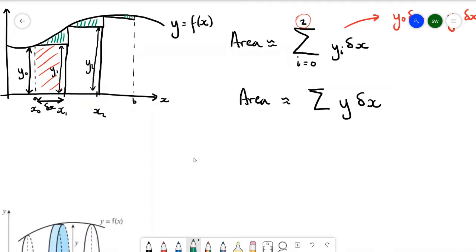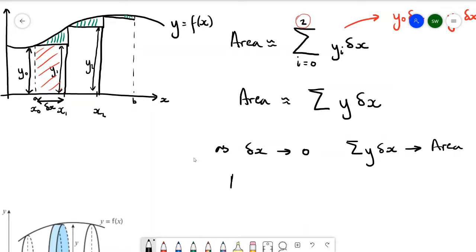The way that we can make this better, just like with the trapezium rule, is to make the width of each of the rectangles smaller. So what we want to do is make delta x get closer and closer to 0. So we could say as delta x tends towards 0, this sum of all of the rectangle areas gets closer to the area. That's what this means. As delta x gets closer to 0, this sum gets closer to that true area.